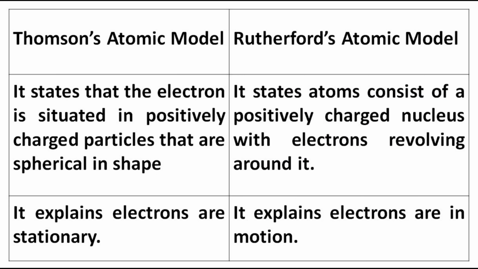Here are some differences between Thomson's atomic model and Rutherford's atomic model. We know that Thomson's atomic model states that the electron is situated in positively charged particles that are spherical in shape, whereas Rutherford's atomic model states atoms consist of a positively charged nucleus with electrons revolving around it. Thomson's atomic model explains electrons are stationary, whereas Rutherford's atomic model explains electrons are in motion.